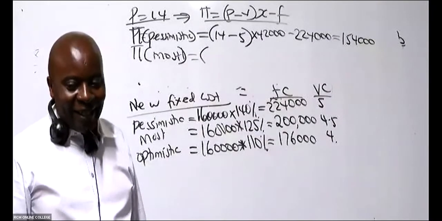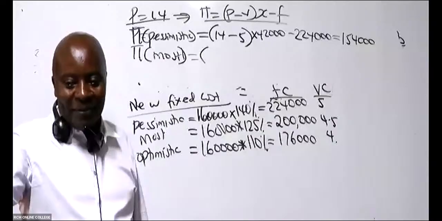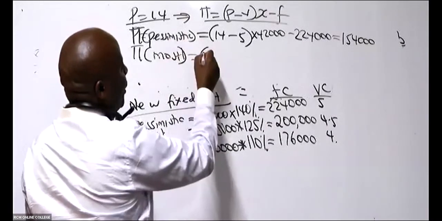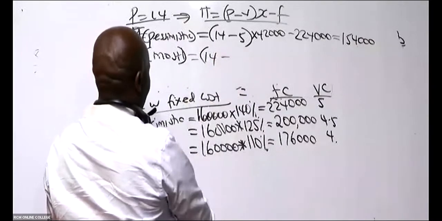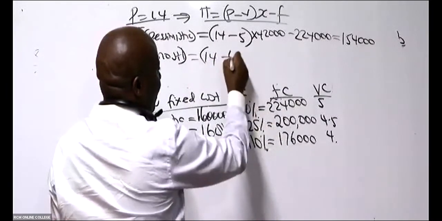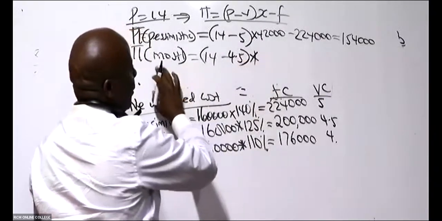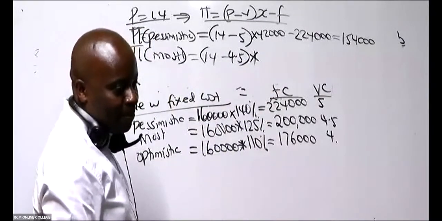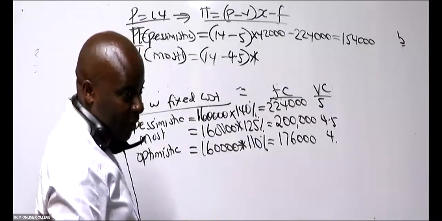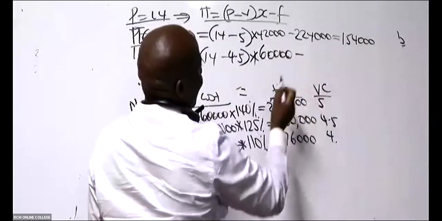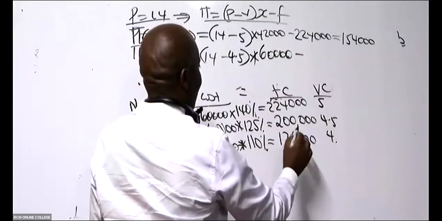370,000. Have you gotten 370? Let's do it together. So you see the price is 14. Most likely, in this case, ladies and gentlemen, variable cost is what here? 4.5. What is the most likely quantity at a price of 14? 60,000. 60,000 minus fixed costs, most likely 200,000.